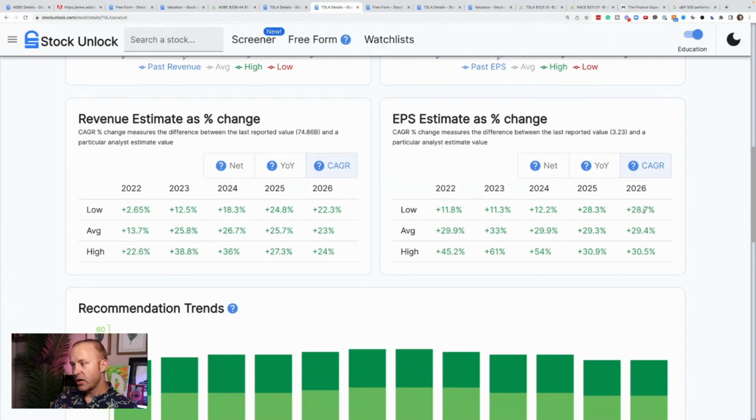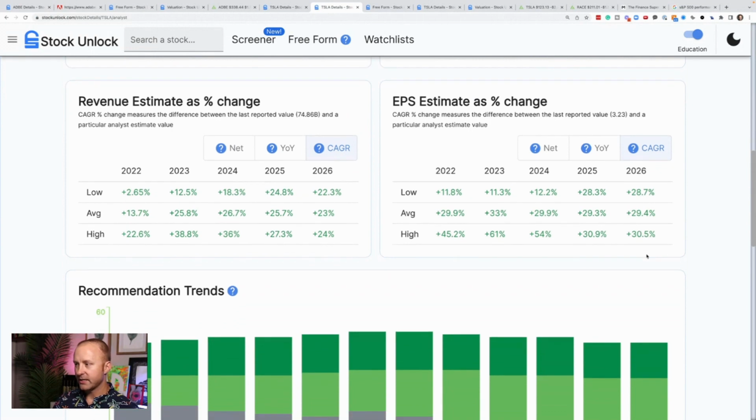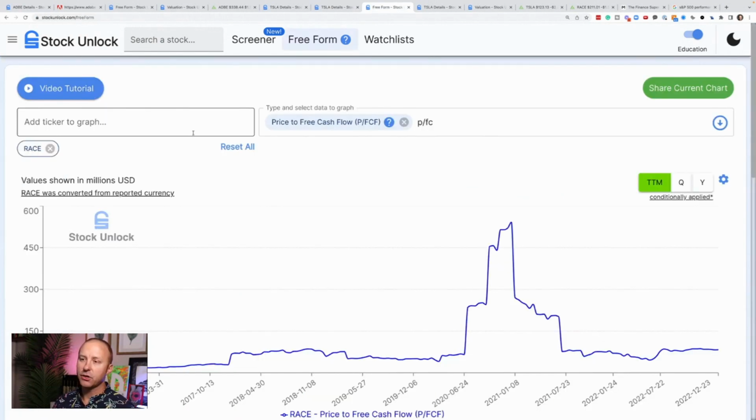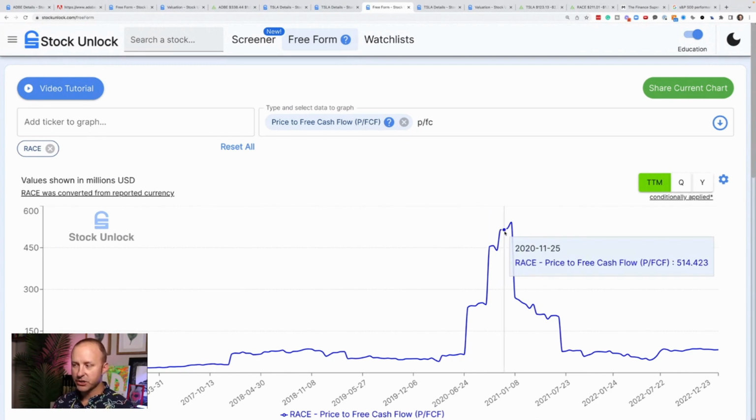Compounded earnings per share, 28.7% on the low side and 30% on the high side. So very strong growth expected from Tesla, even with everything that's going on in the economy. And Tesla doesn't have a stable enough history of price to free cash flow to measure it, because it was in a hyper growth stage, unprofitable, and had negative cash flow for a long time.